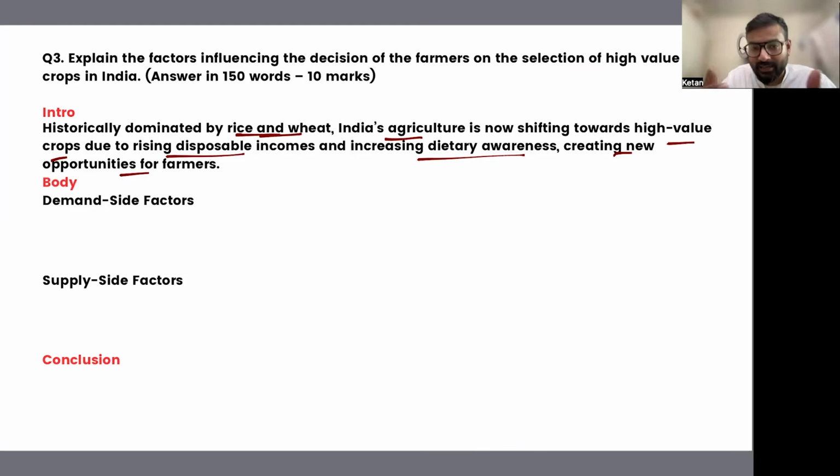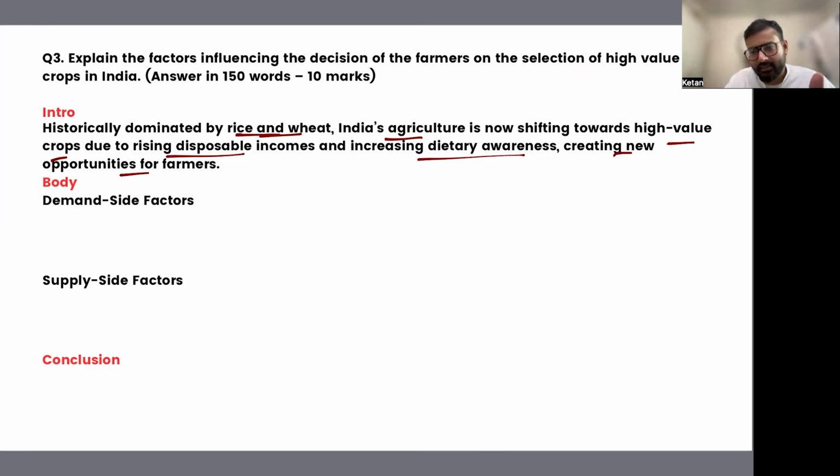If you have some data also, regarding how much high value crops are being grown or what the various high value crops are, you can use that also. I just want to tell you that there is no specific introduction that you have to write. According to your knowledge, you can write different types of introductions.